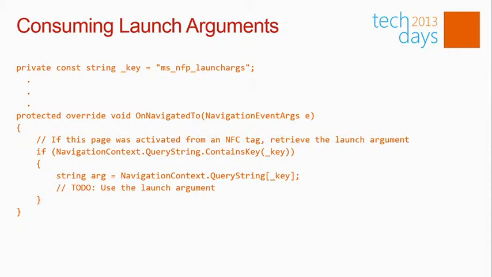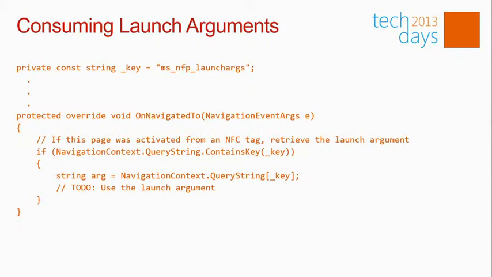One of the things you need to know, if you're going to write launch tags to NFC tags to use them to launch apps on devices and pass parameters into them, is how in a Windows Phone app do you recognize that you were launched from an NFC tag and consume the launch parameters that were written to the tag. This is the code for doing that. It's 100% seamless on Windows 8. It's 99.9% seamless on Windows Phone.